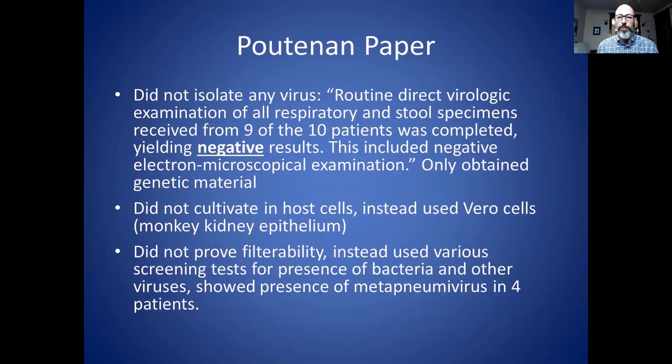So what they did was they performed all of these different tests, mostly genetic tests or antibody tests, to screen out for the presence of other bacteria or viruses that are known to cause disease. And in this case, they actually found metapneumovirus in 4 of the 9 patients, which definitely confused the issue. So once again, in the Poutanin paper, they did not prove any of the 3 criteria as claimed.